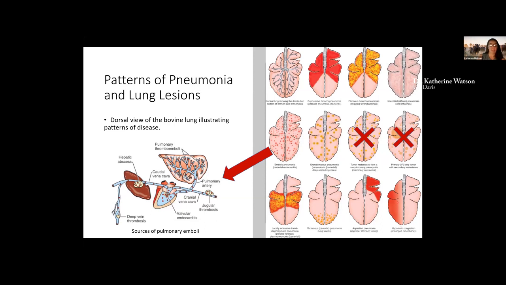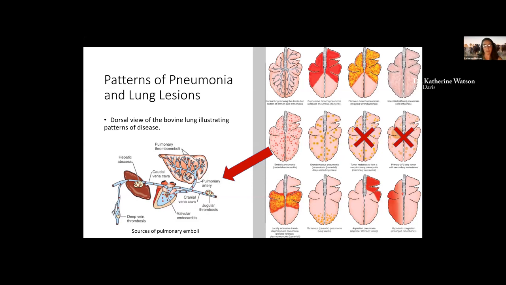And the other thing that can look a lot like or be concerning that you may not know whether it's a lesion or not is congestion. So when the animal is on its side for a really long time, the blood will pool on one side of the lung, and you may not be able to tell if that is something to be concerned about or not concerned about.